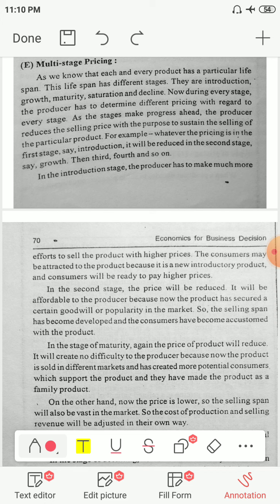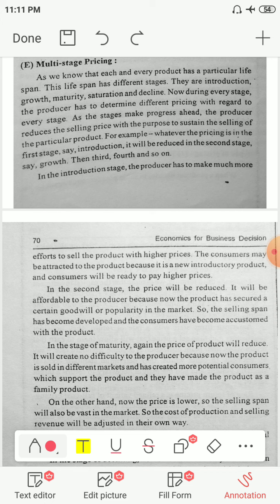As the stages make progress ahead, the producer reduces the selling price with the purpose to sustain the selling of the particular product. For example, whatever the pricing is in the first stage, say introduction, it will be reduced in second stage, say growth, then third, fourth, and so on. Usually we are seeing this in the market, that when a new product is launched in a market, it is having high price, but as the time passes, consumers start adopting it. The price is slowly reduced. So as the time passes, price is reduced.